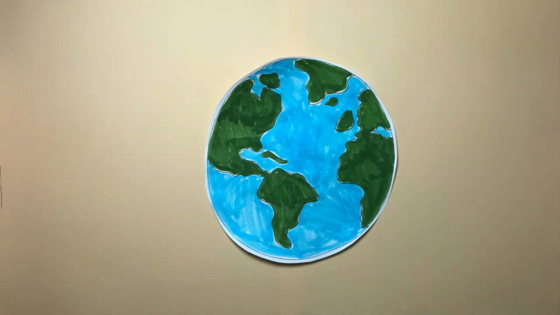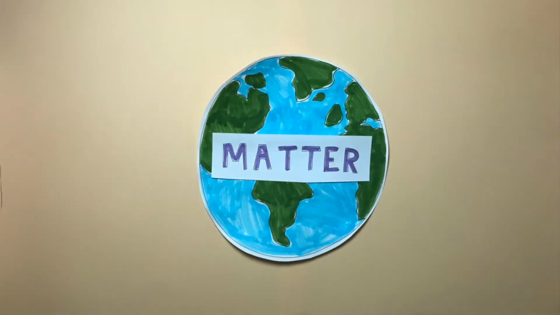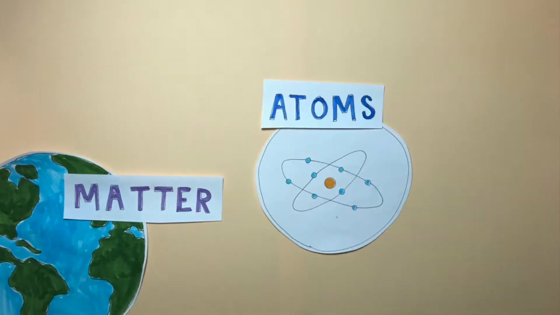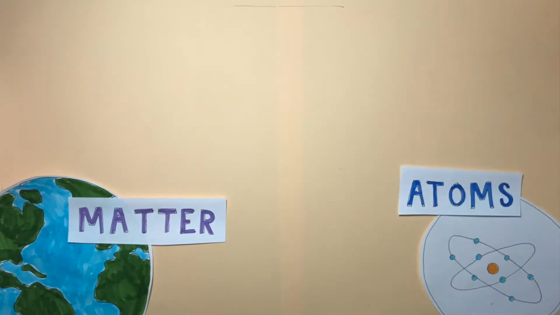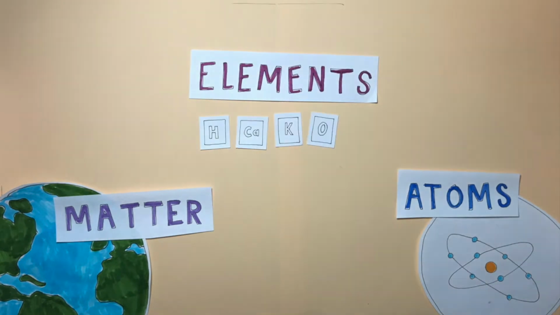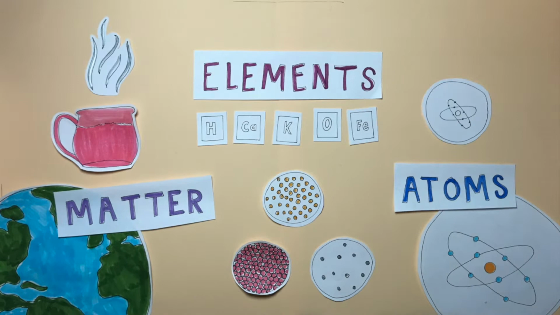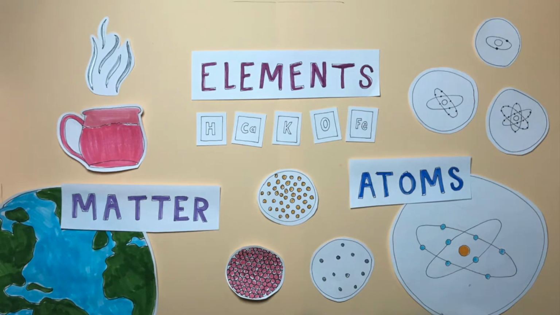Great, let's review. Everything in the whole world is made of matter. Matter is made up at its smallest part of atoms, which can all be individually classified as a certain element from the periodic table. These elements work together in tons of different ways to make up everything in our world.